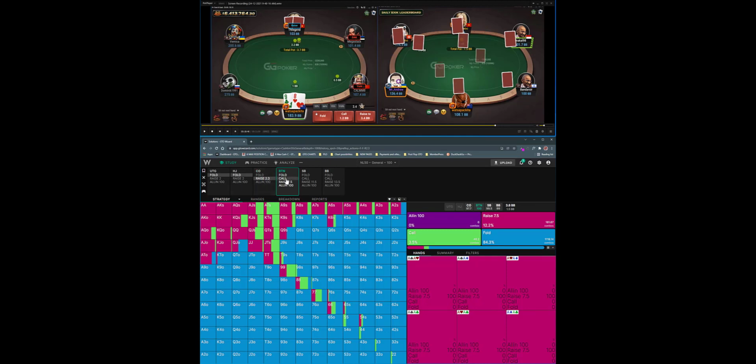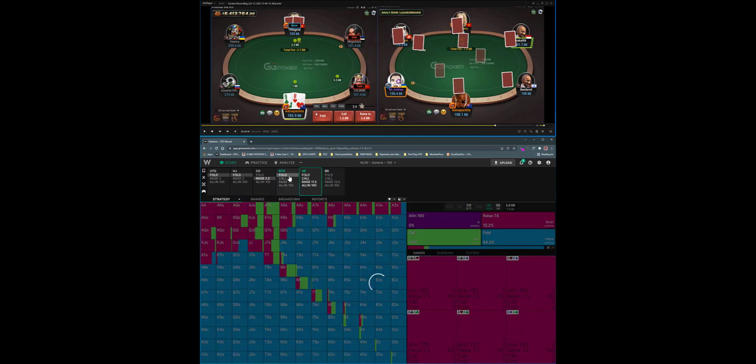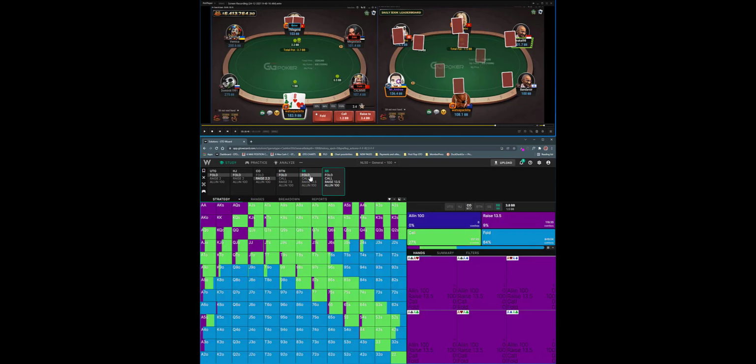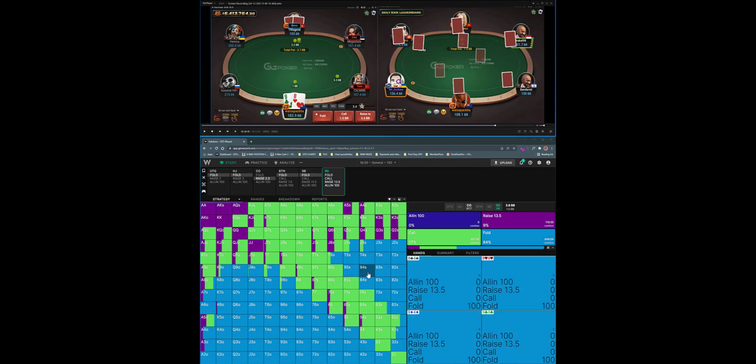The button, now this is the action that the button should be undertaking, but let's not worry about that for the moment. The button folds, small blind folds, and it's over to us in the big blind. You can adjust these colors to whatever you want if it's a bit too bright for you. I might adjust them later, but for the moment, let's just go with it.